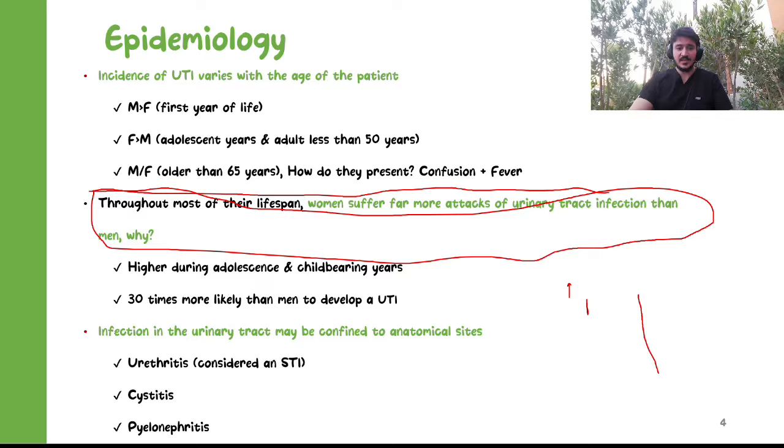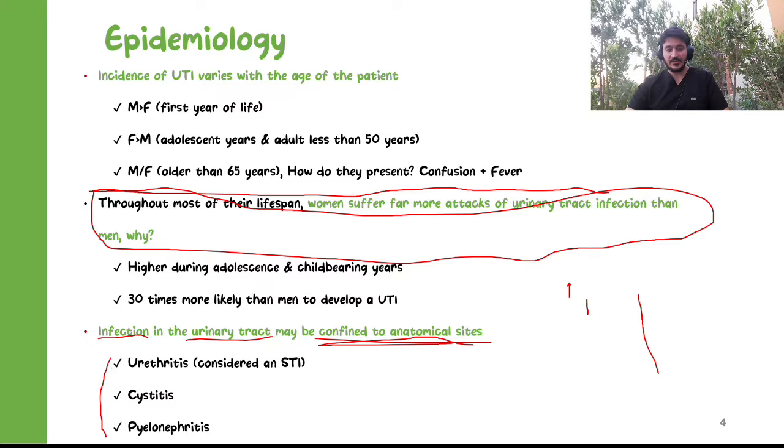The second thing I would know from this slide is that the infection in the urinary tract depends on the confined anatomical site. What this means is basically all of these are urinary tract infections, but they have different names because it depends on the site that is infected. So, for example, urethritis is infection of the urethra. You get the point. Cystitis, bladder. Pyelonephritis, kidney. So yeah, you get the point.